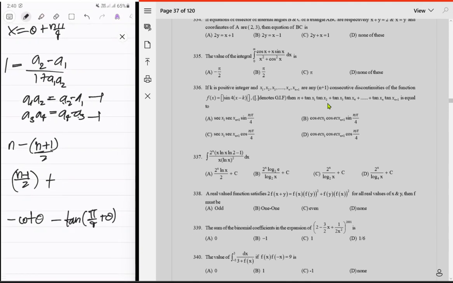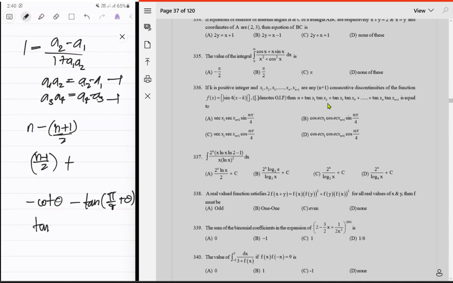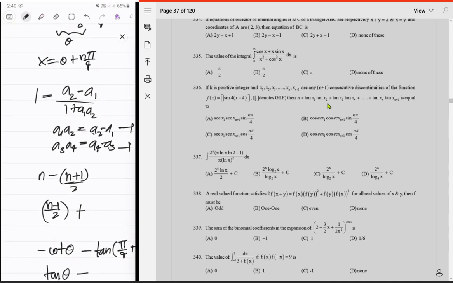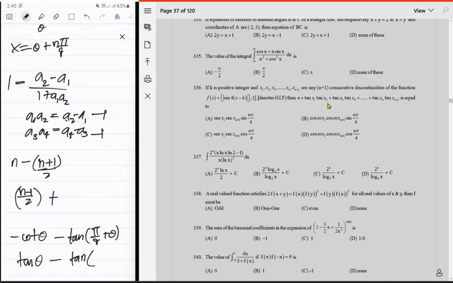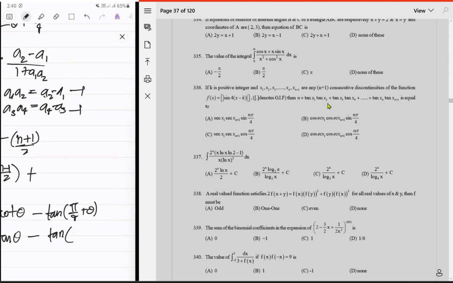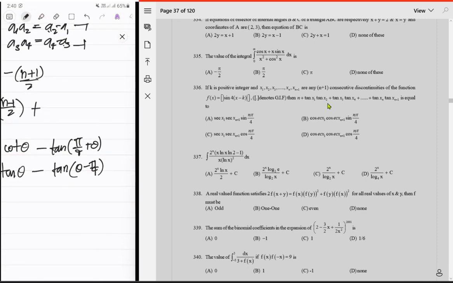उसके बाद में क्या है, a4 is just tan of theta once again, and minus a3. a3 is you have like 3, so 3 pi upon 4, like pi minus pi upon 4 plus this, which is just minus tan of theta minus pi upon 4. Okay, theta minus pi upon 4, which you can think of like cot of pi upon 2 plus theta minus pi upon 4, which is like cot of theta plus pi upon 4.